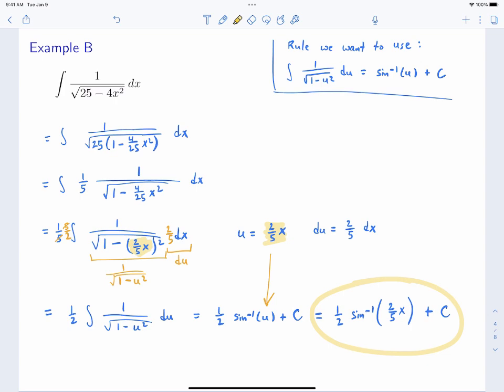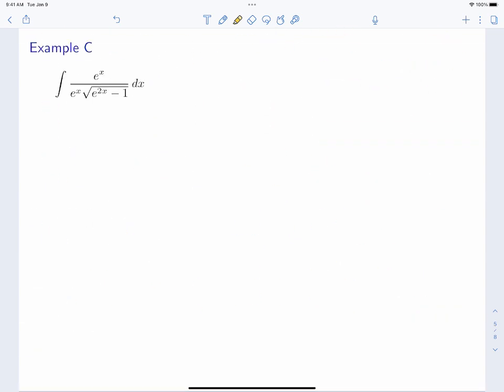Okay, let's do another example. So this is example C. This one looks quite messy. It's the integral of e to the x divided by this expression, e to the x times the square root of e to the 2x minus 1. Okay, well, this is a little bit more involved.